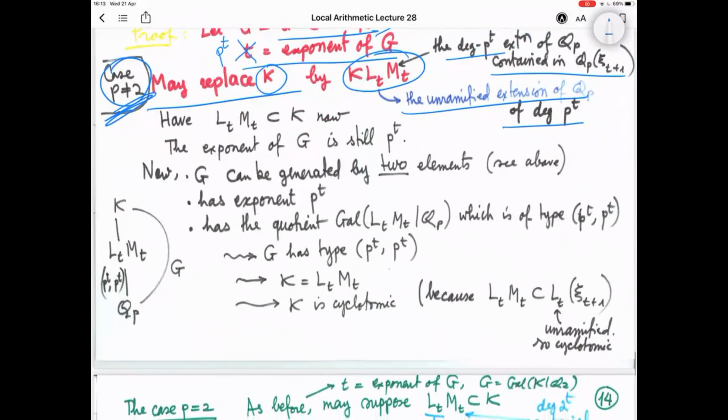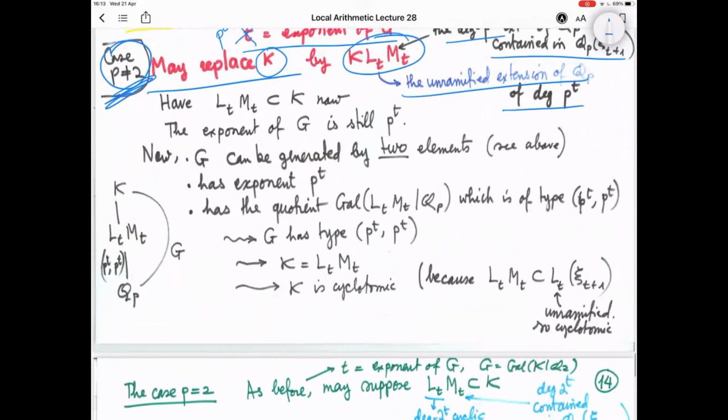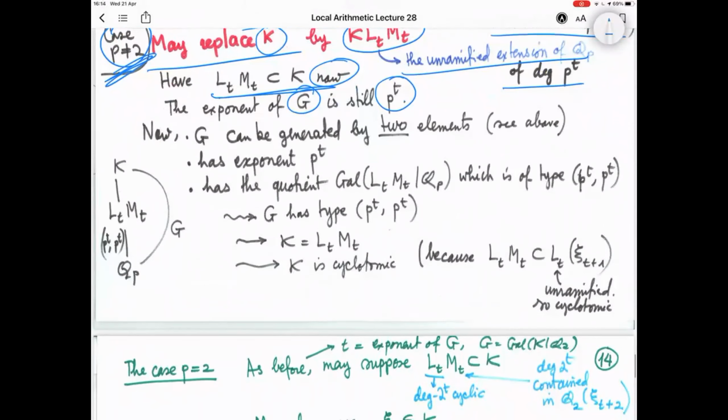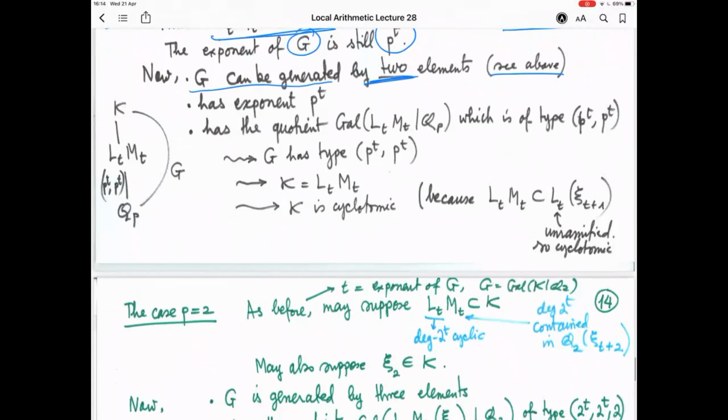By replacing K by this K L_t M_t, you can assume that L_t M_t is contained in K, and it remains a Galois extension of Qp, and the Galois group continues to have exponent p^t. Now, we have seen that G can be generated by 2 elements. This is what we have already proved. What else do we know about G? It has exponent p^t, and it has this quotient, the Galois group of L_t M_t over Qp, which is of type (p^t, p^t).